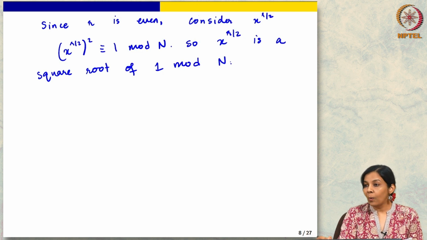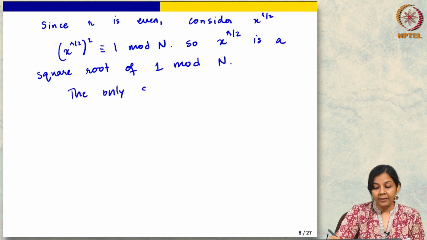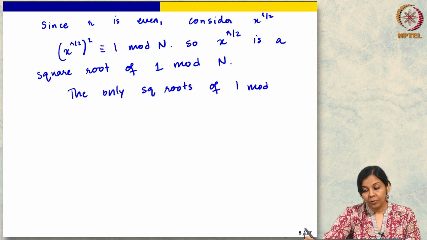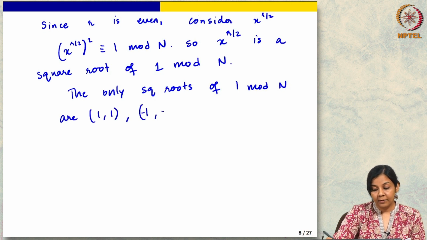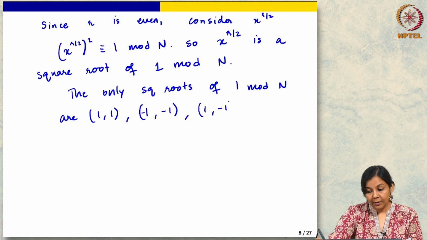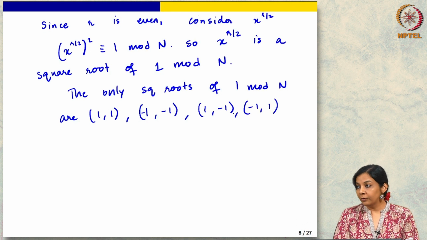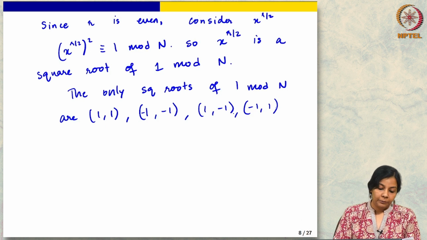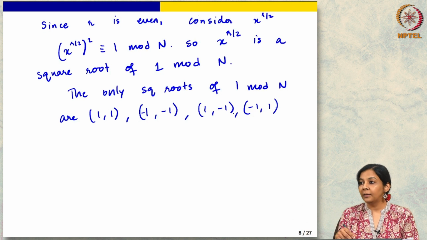Now, what are the square roots of 1 mod n? Again by the Chinese remainder theorem, the only square roots of 1 mod n are (1, 1), (1, -1), (-1, -1) and (-1, 1). Okay. So, there are 4 square roots of 1 mod n by CRT. If you were choosing between them uniformly, the probability that you get a non-trivial one is a half.